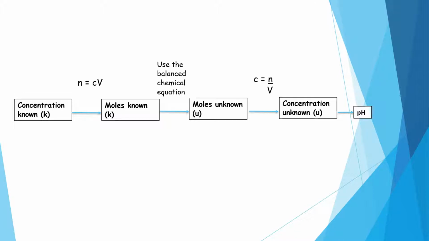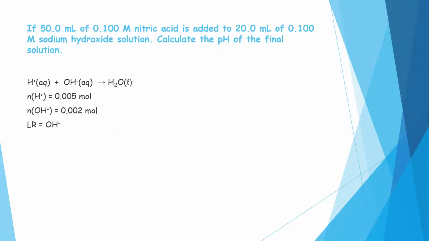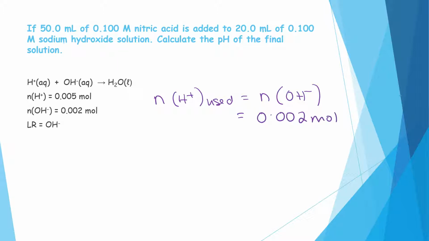Now we've got the moles known, and we've determined the limiting reagent. So now we're going to use our balanced chemical equation to find the moles of the unknown. How much was used up? So as this is a 1-to-1 ratio, the number of moles of hydrogen ions used will equal the number of moles of hydroxides, which in this case will be 0.002 moles.